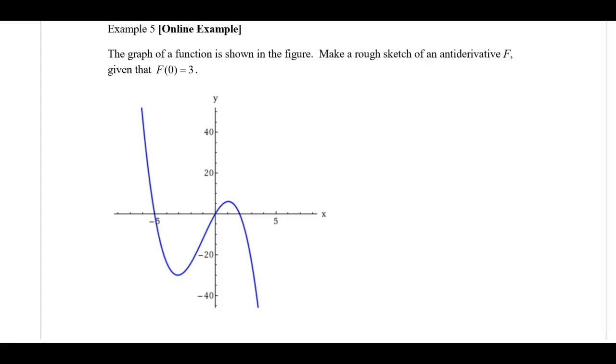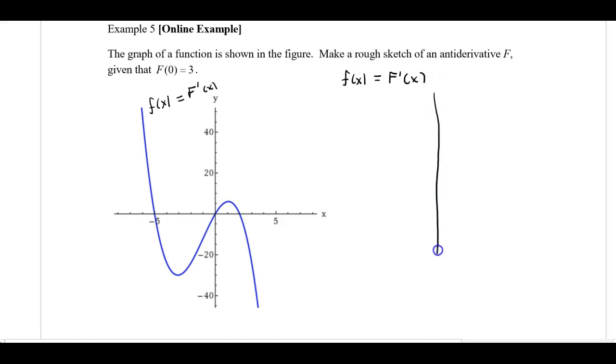In example 5, we were given the graph of a function, and we want to make a sketch of an antiderivative for that function. Let's say that we call this function f of x. Since capital F is an antiderivative of this function, by definition f of x is equal to the derivative of that antiderivative. So this is capital F prime.